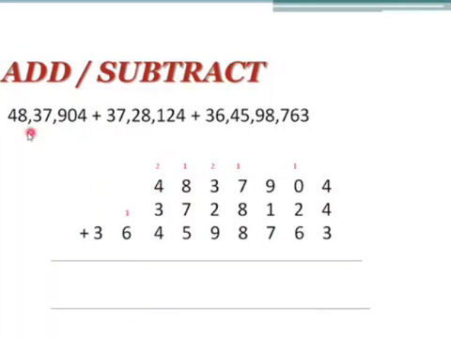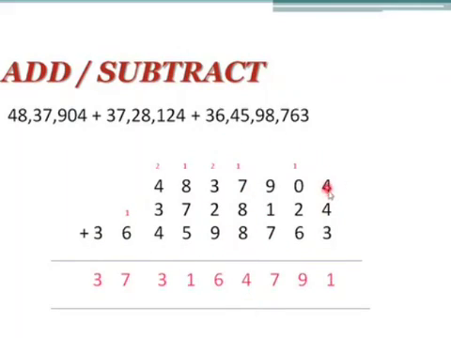Here they have given 48,37,904 plus 37,28,124 plus 36 crore 45,98,763. So in this case, if they give it like this, first you have to arrange the numbers. First, those which are in lakhs: 10 lakhs, 48 lakhs, 37 lakhs. You can write them one by one. And the third number, you have to represent in ones column, tens column, hundreds column, and arrange the numbers. After arranging these numbers like this, now you have to start adding.